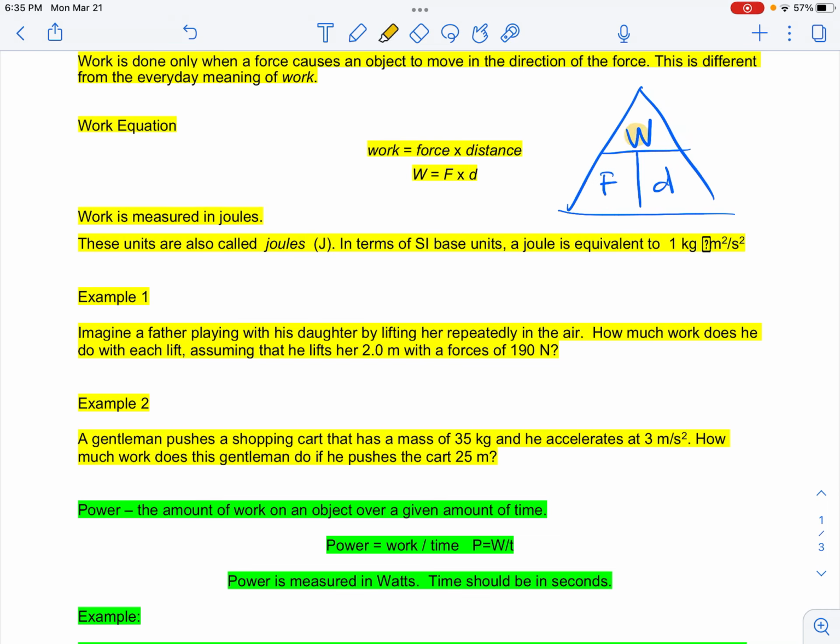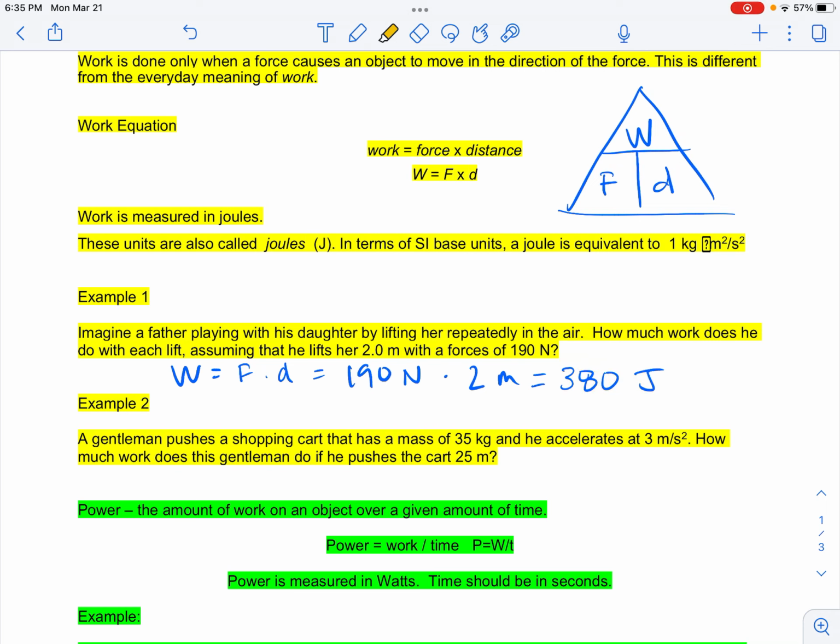We're going to use the triangle here. Work equals force times distance. You cover the one you want, and what's left is the math you do. Work equals force times distance. Plug the numbers in. The force is 190 newtons. The distance is 2 meters. And the label for work is going to be joules. So 190 times 2 is 380 joules, and that is the amount of work it takes to lift this kid up 2 meters.